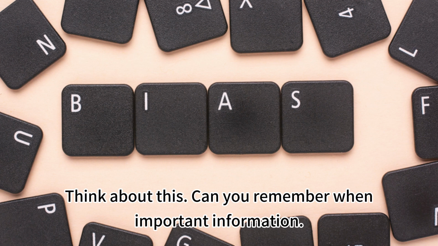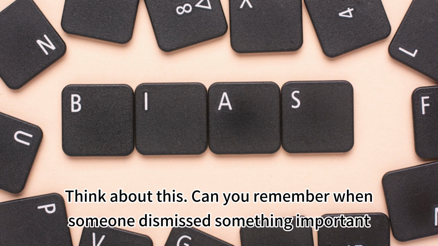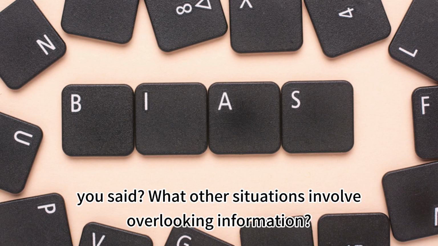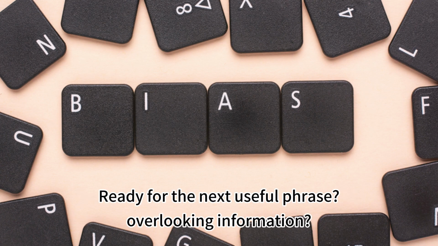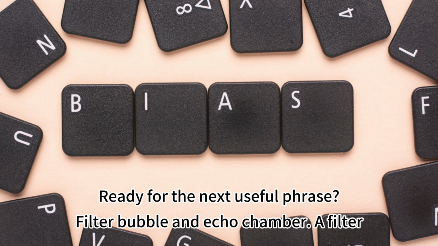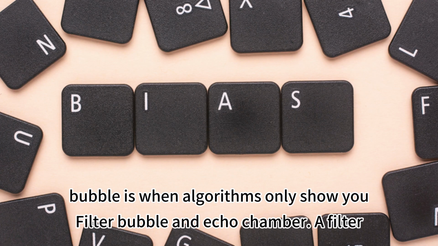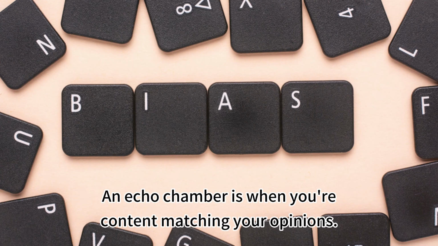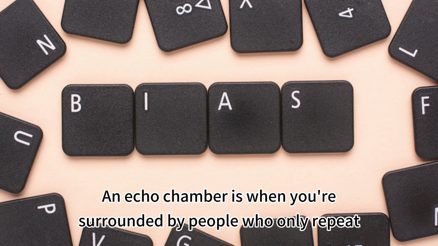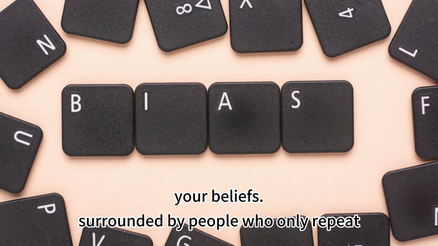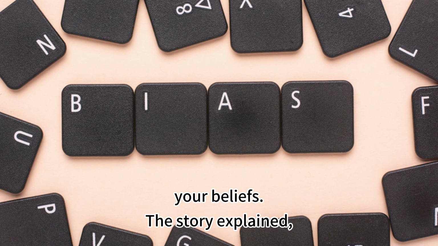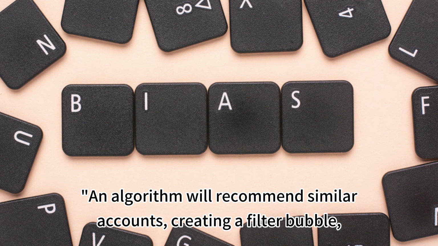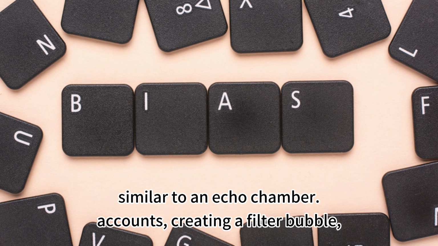Think about this. Can you remember when someone dismissed something important you said? What other situations involve overlooking information? Ready for the next useful phrase? Filter bubble and echo chamber. A filter bubble is when algorithms only show you content matching your opinions. An echo chamber is when you're surrounded by people who only repeat your beliefs. The story explained. An algorithm will recommend similar accounts, creating a filter bubble, similar to an echo chamber.